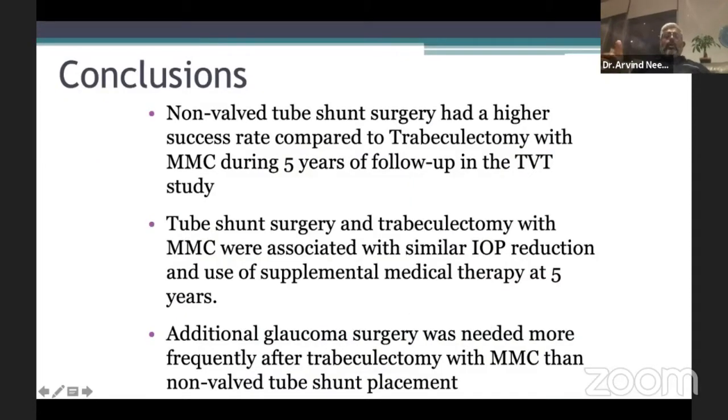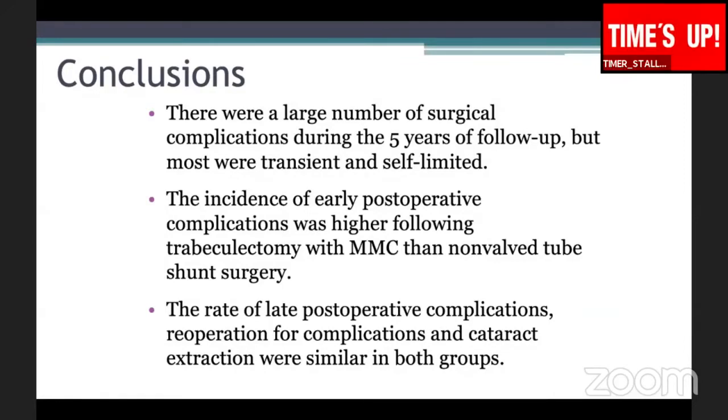So if I were to conclude, non-valve tube shunt surgery had a higher success rate compared to trabeculectomy with mitomycin in the 5 years of follow-up. Both were associated with similar intraocular pressure reductions and use of supplemental medical therapy. Additional glaucoma surgery was needed more frequently after trabeculectomy with MMC than with tube shunt. There was a large number of surgical complications in both groups. The incidence of early postoperative complications was higher following trabeculectomy than the tube group, but the rate of late postoperative complications and reoperation, as well as cataract extractions, was similar in both groups.